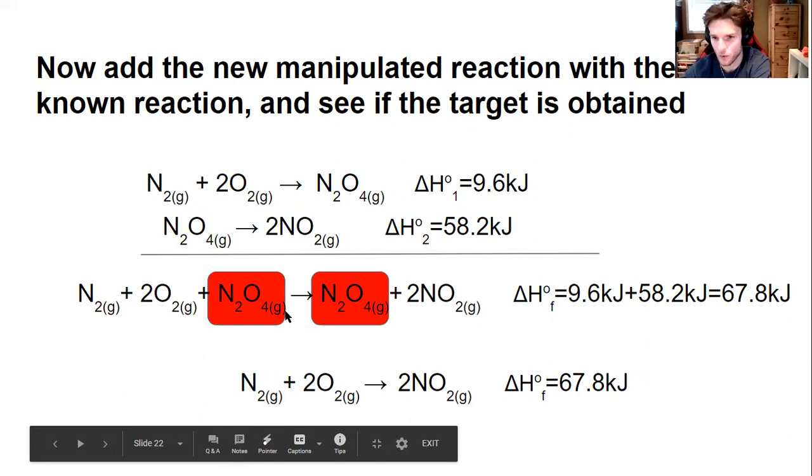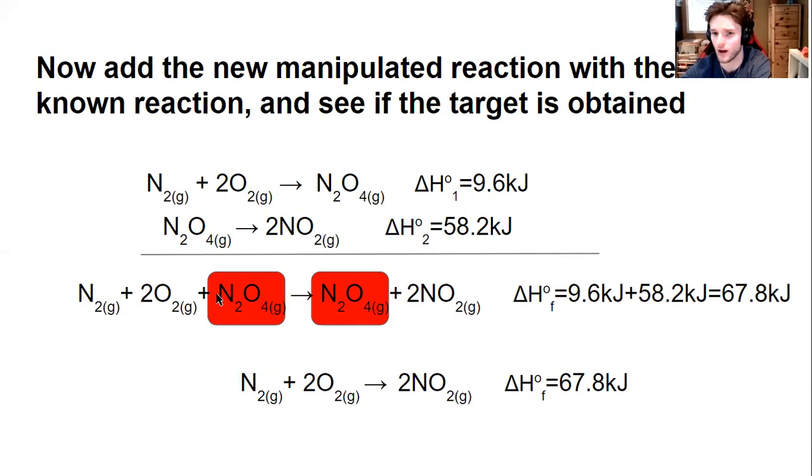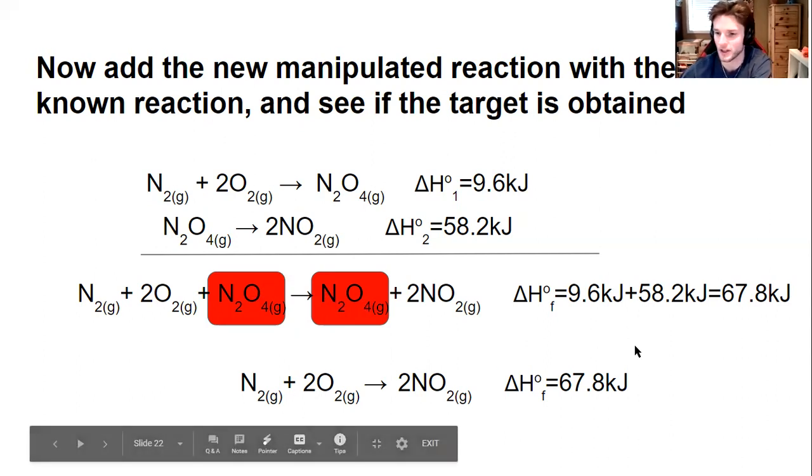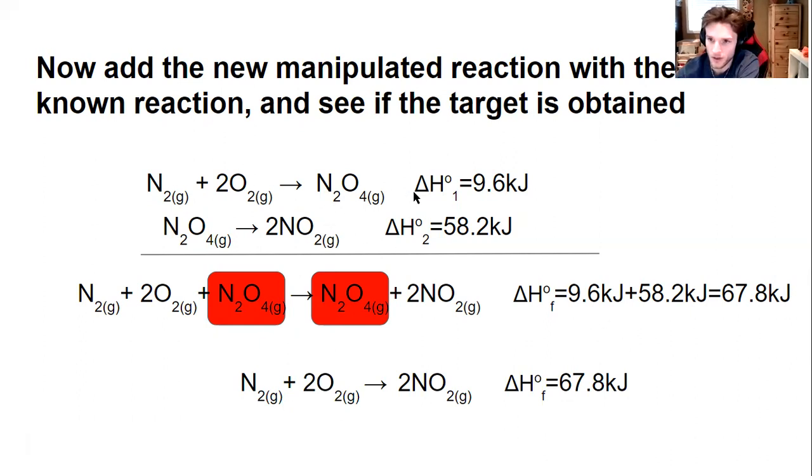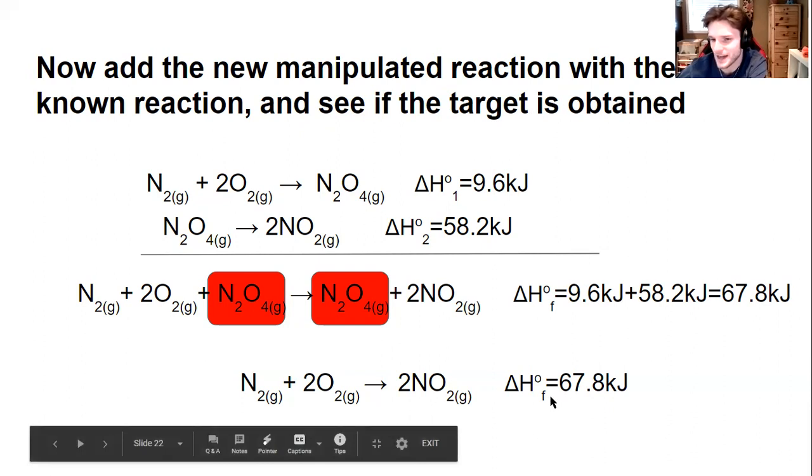And just going back to this, we can cancel these because when this reaction happens, we have 1 mole of N2O4 gas before the reaction. After the reaction, we have 1 mole of N2O4 gas. So it was the same before and after, so it didn't change. So we can take that out and we're left with our target here. And remember that when we add these reactions, we need to add the delta H. So we have our 9.6 kilojoules and our 58.2 kilojoules. We add them together to get 67.8 kilojoules.